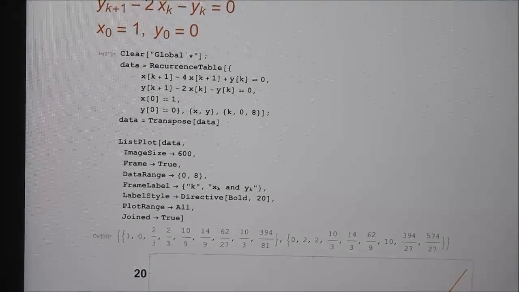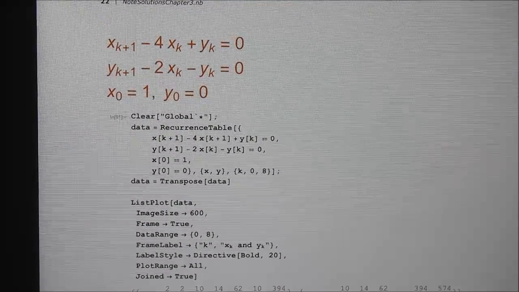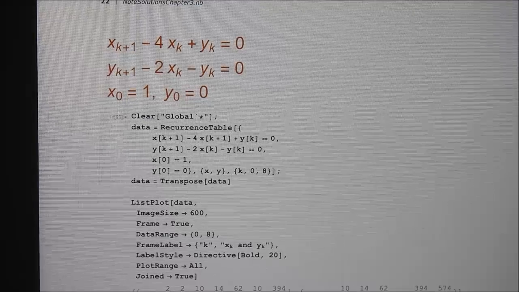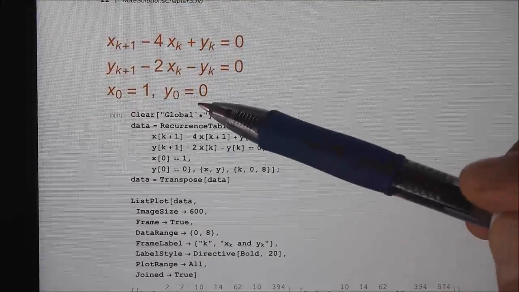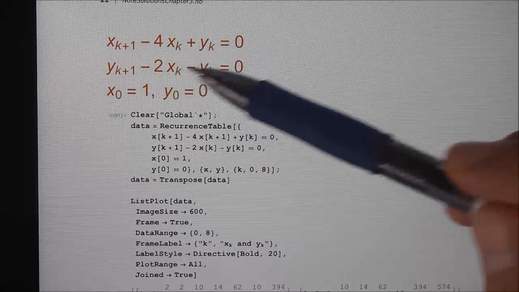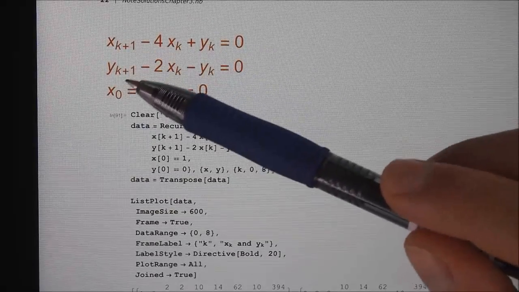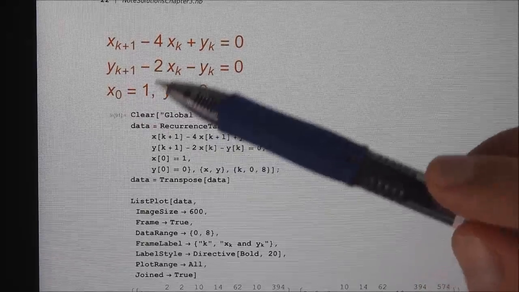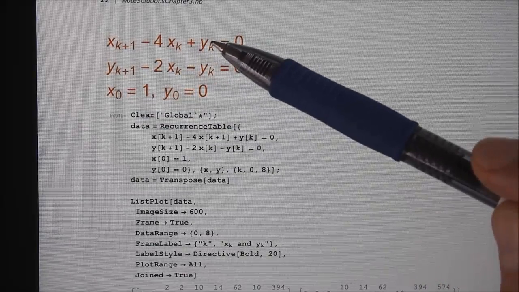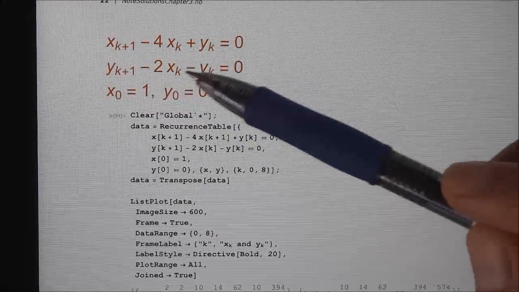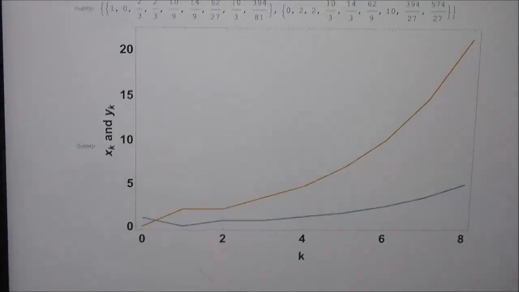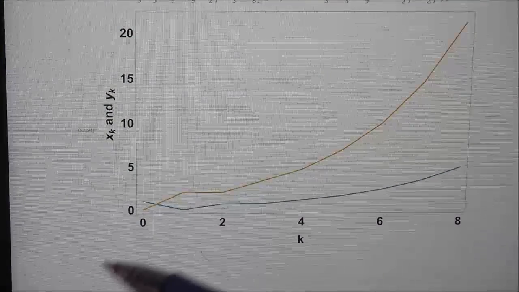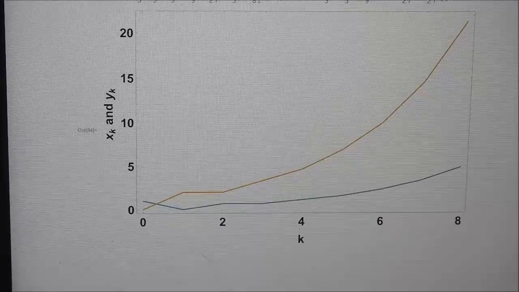Similarly for a system, you'll be pleased to know the system's a bit easier for the computer method. So I have x0 and y0. I substitute x0 and y0 into the equation. I calculate x1 and y1. Then I plug x1 and y1 into the equations on the right-hand side. Calculate x2 and y2, and so on and so forth. And what I get is this thing here. The blue line is x, and the orange line is y.